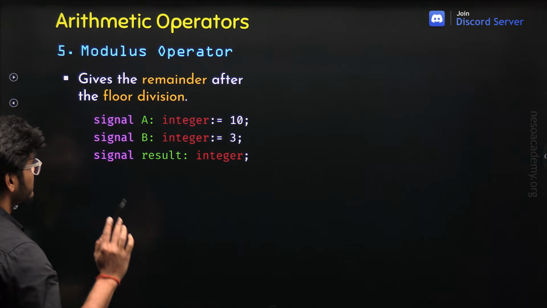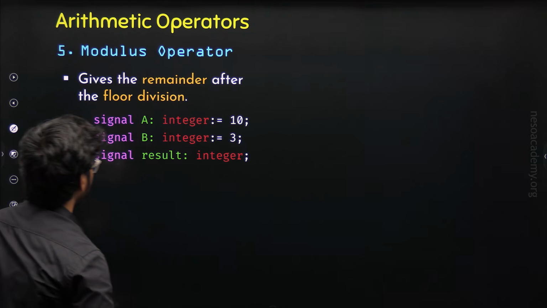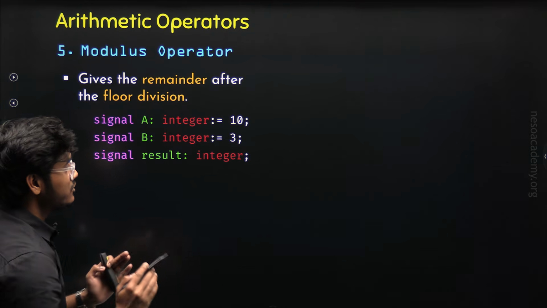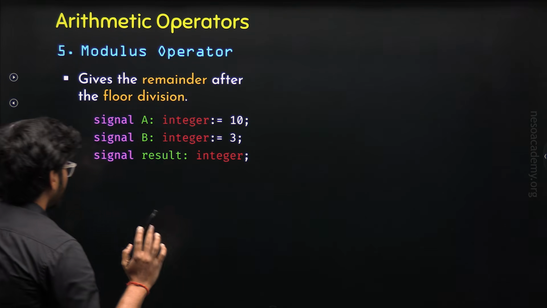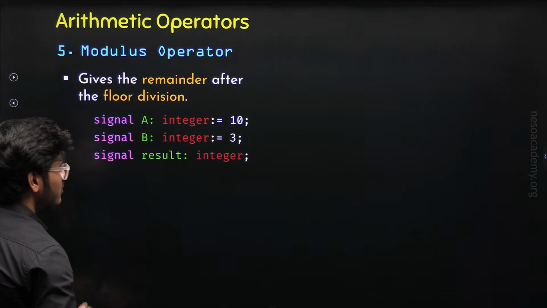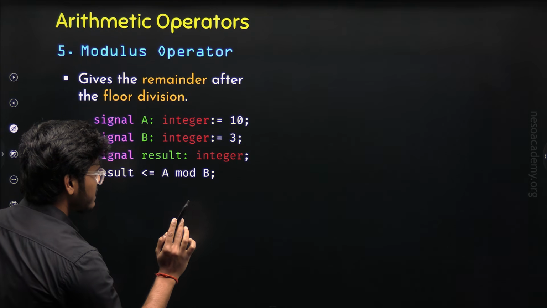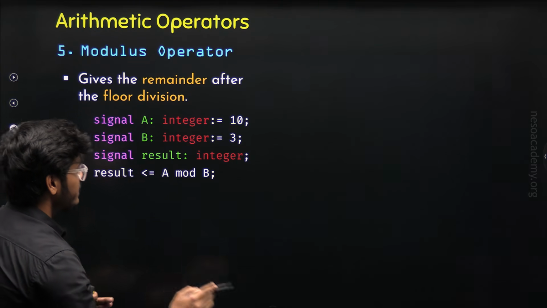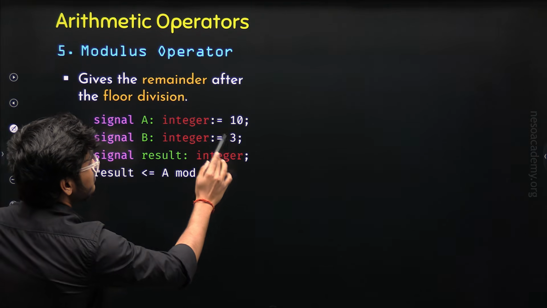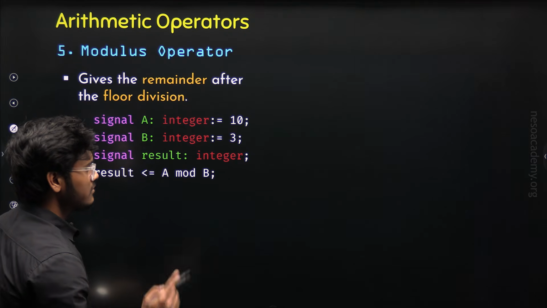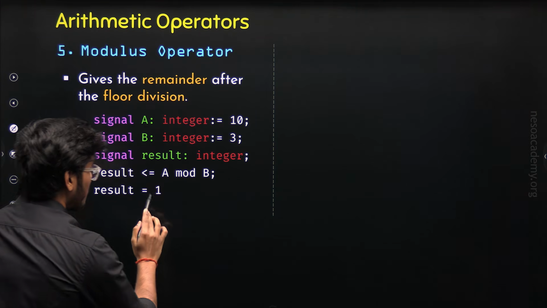For that, I am taking two signals, A as integer 10 and B as integer 3. Signal result will store the remainder after the division, which is of an integer data type. Now let's see how to use the keyword mod. Here I am assigning A mod B and storing the result, that is, storing the remainder inside this signal named result. Now when we divide 10 by 3, what will be the remainder? 1. So this signal named result will have the value 1.